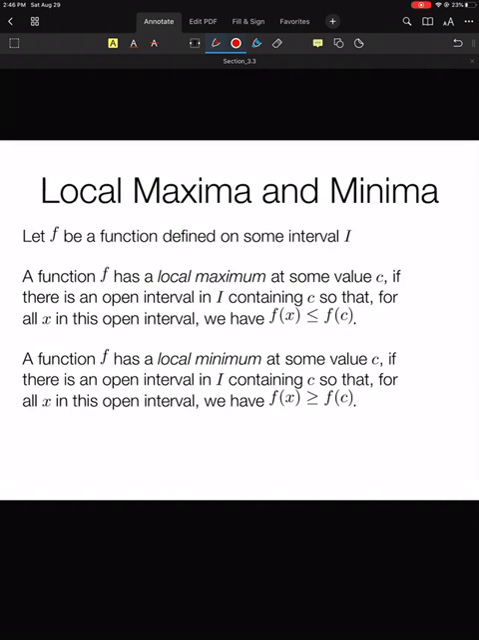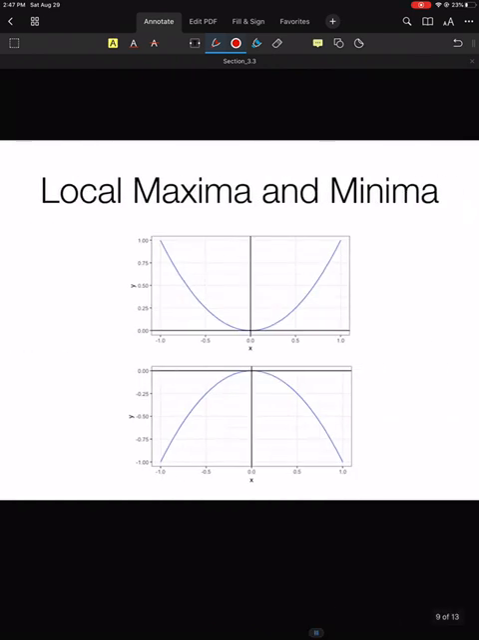A function has a local maximum at some point C, some point C in the domain, if there's an open interval in I containing C, so that for all x in the open interval we have that f of x is less than or equal to f of c. A function has a local minimum. It's the same thing, but now f of c is less than or equal to f of x at every point. Again, too complicated for us at the moment.